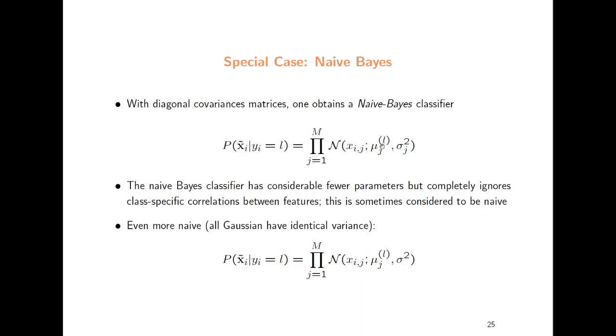So still they have different means and maybe still attribute-specific variance. So now we write this as sigma squared j. So this would be the diagonal term in the covariance matrix sigma. And now, of course, the number of parameters is considerably reduced. Of course, we still have to estimate the mean, but instead of estimating a covariance matrix, we only have to estimate the diagonal terms in the covariance matrix. So it completely ignores class-specific correlations between features, and this is where the term naive came from. But again, it's oversimplifying, but it often gives good results in cases we will discuss.